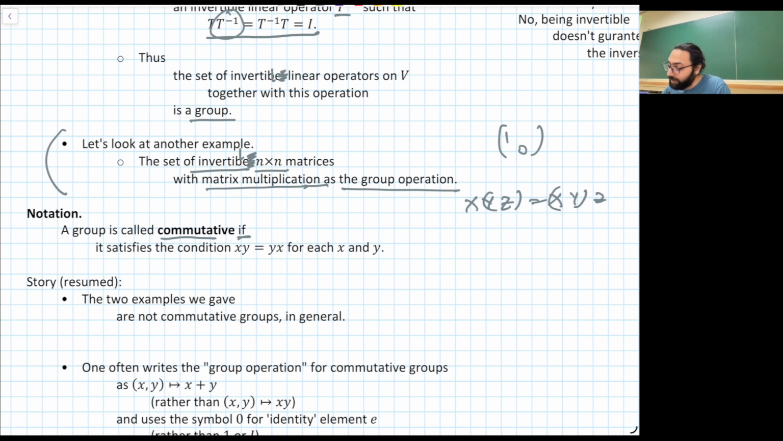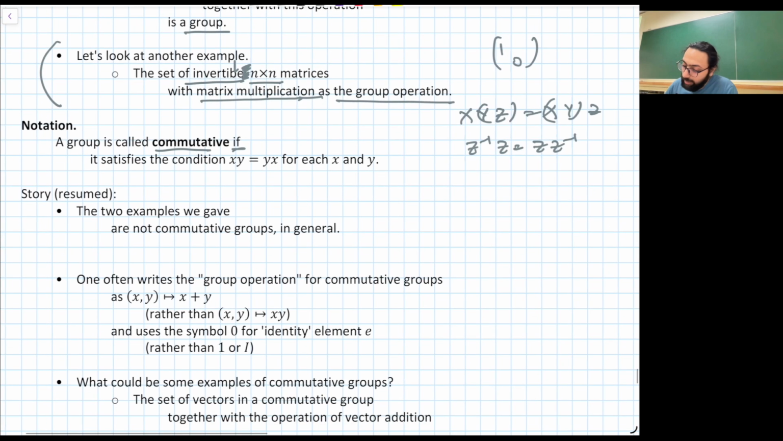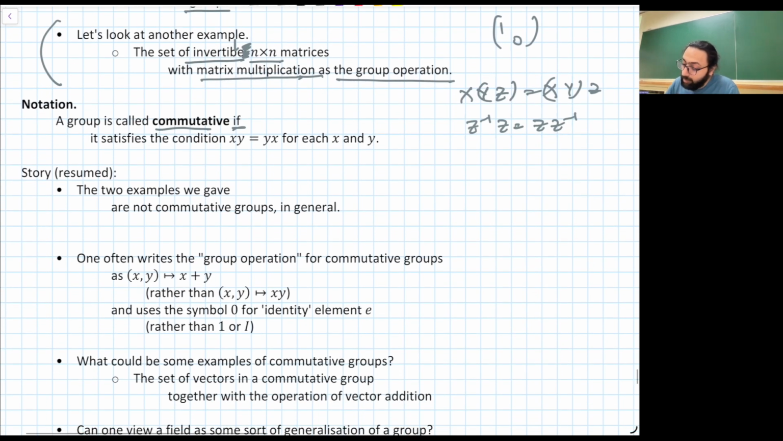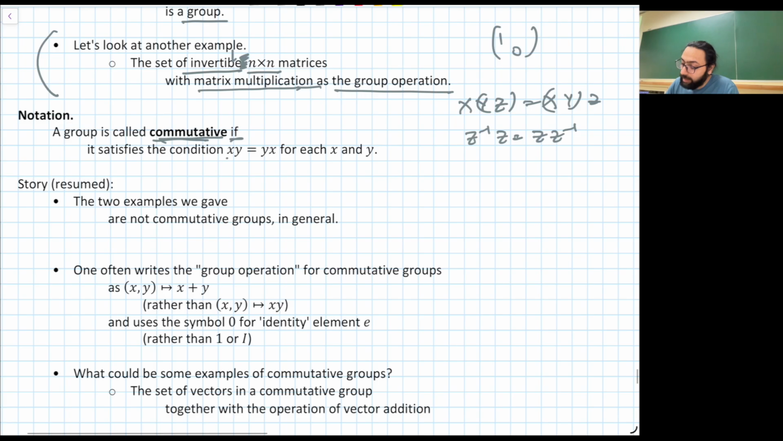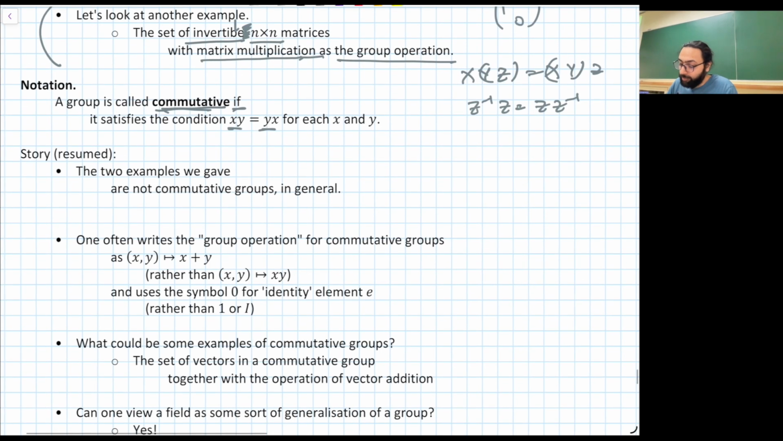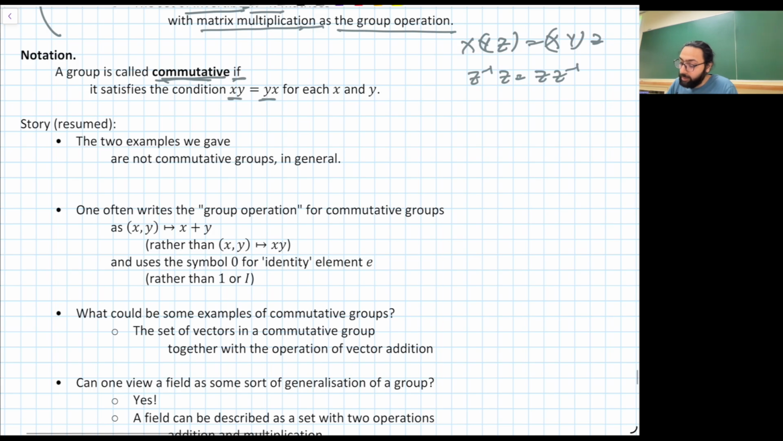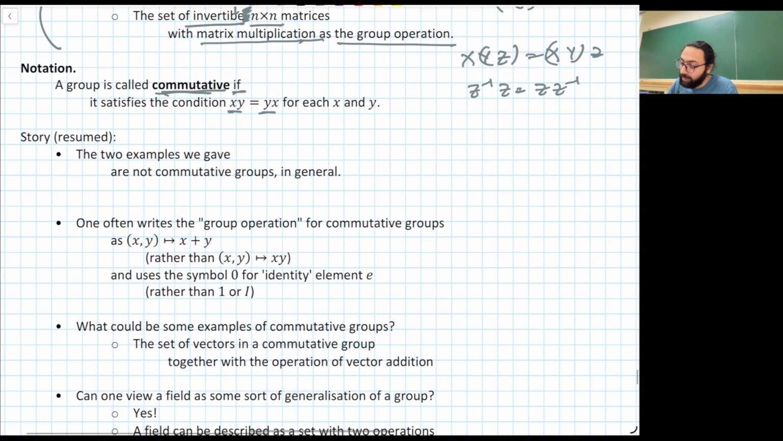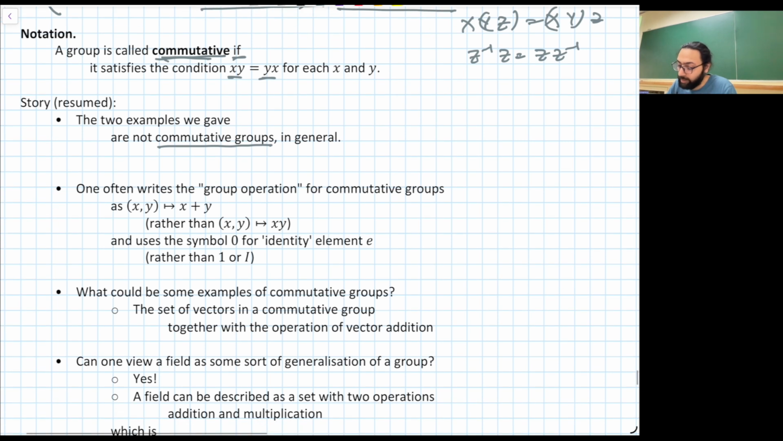And for the inverse as well, right? We know that z inverse z is going to be the identity. This we already said. Sort of checks out. Okay. Right. So now a group is called commutative if it satisfies the following: xy equals yx. Okay. So the examples that we looked at, the composition of linear operators and matrix multiplication, these are obviously non-commutative, right? So we have obvious examples where you cannot switch the order and expect the things to match.